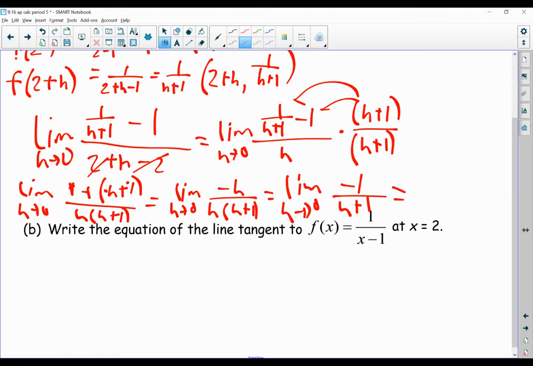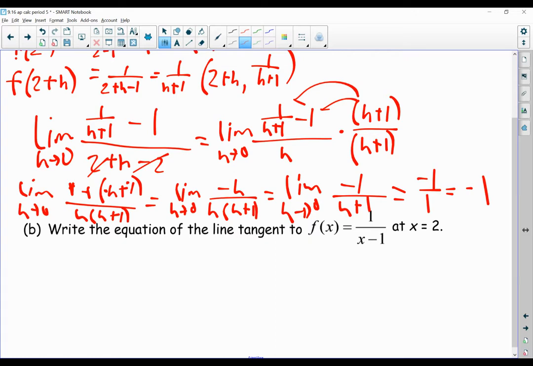Now I'm actually going to do the last step, which is to take the limit. To take the limit, I'm having h approach 0, so I'm just going to plug in 0 for h. And what that does is give me negative 1 over 1, which is just negative 1. So I did all that work just to get a slope of negative 1.